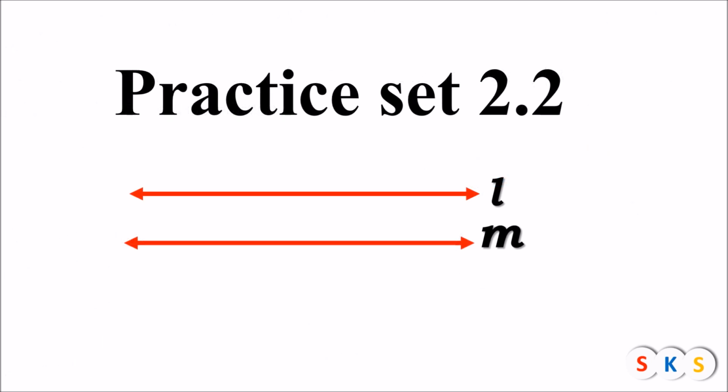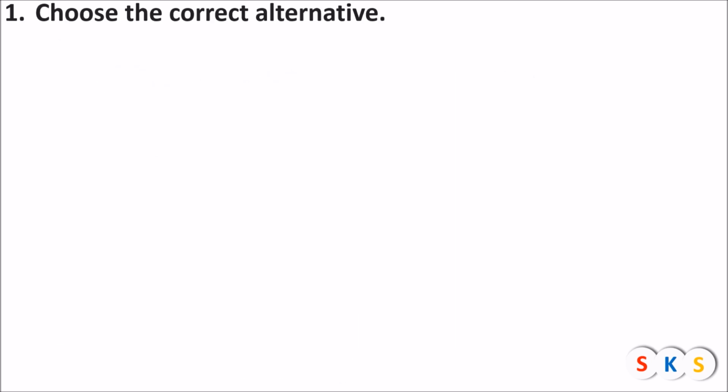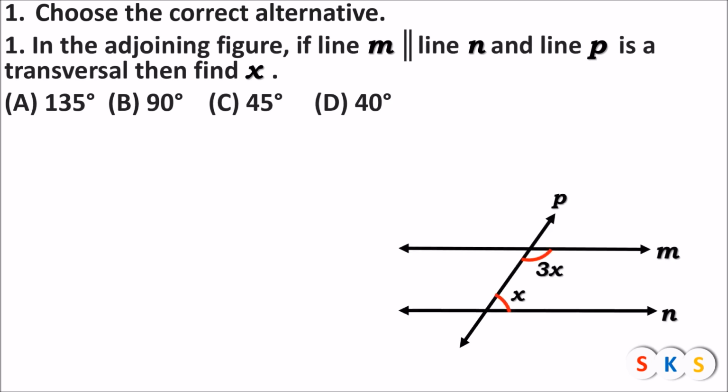Now we will see practice set 2.2. Let's start. Here we have the first question. Choose the correct alternative. In the first one, in the adjoining figure, if line M is parallel to line N and line P is a transversal, then find X. The options are given here. Option A 135 degrees, option B 90 degrees, option C 45 degrees, option D 40 degrees. We have to find the correct option for this question.